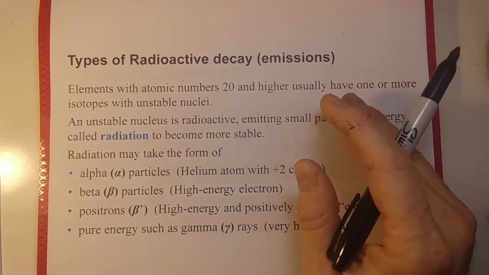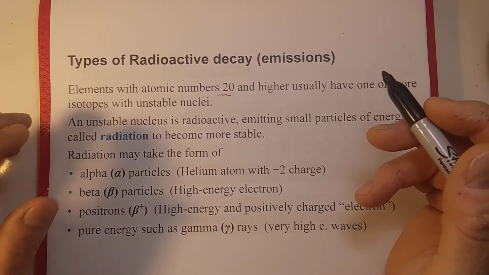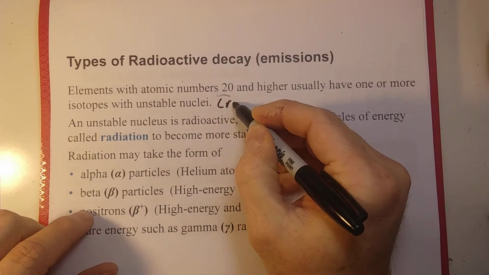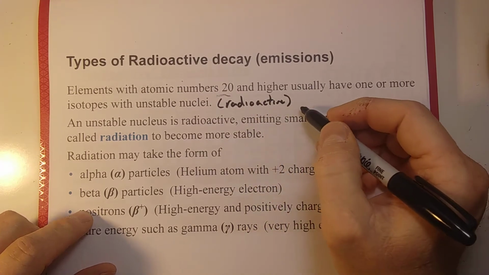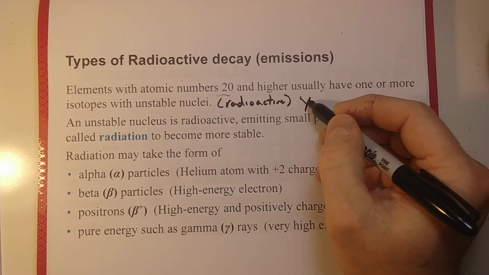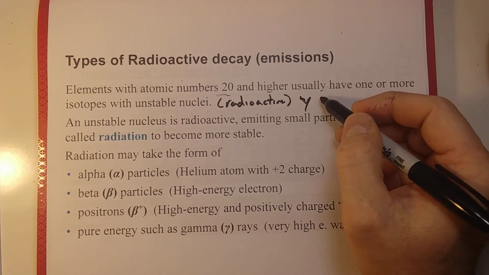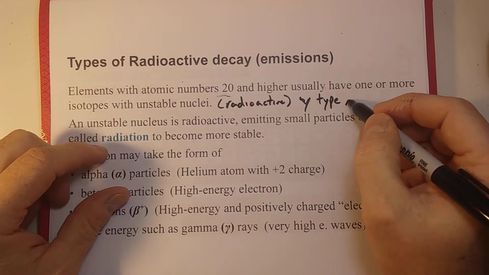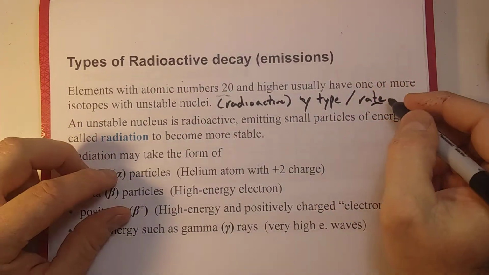And there are different types of radiation. Elements with atomic numbers higher than 20 usually have one or more isotopes of unstable nuclei. When we say unstable, we mean radioactive. And when we say radioactive, there are two issues here. There's what kind of radiation you get. Gamma, for example, is a very high form of energy that can be dangerous. So there's the type we have to worry about, but there's also the intensity, the rate of radioactive emission. So that's a half-life thing.